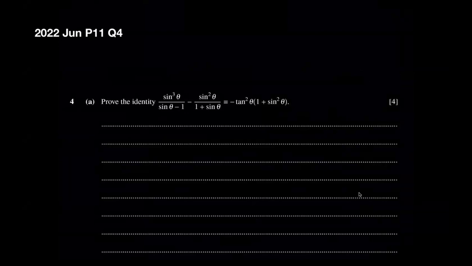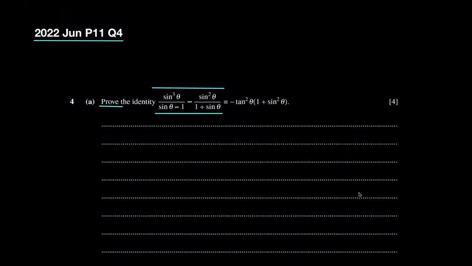So let's get started. June 2022, paper 11, question 4. We have to prove this identity. We have sine cube theta over sine theta minus 1. So there is a negative 1 over here. And then there is a negative sign over here. Sine square theta over 1 plus sine theta. Now take care of all these positive negative signs and it should equal to this. And remember, there is a negative sign over here.